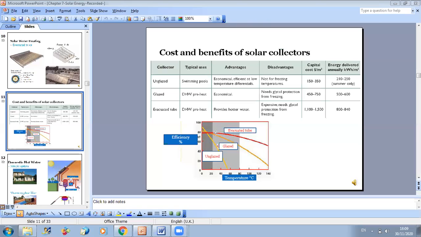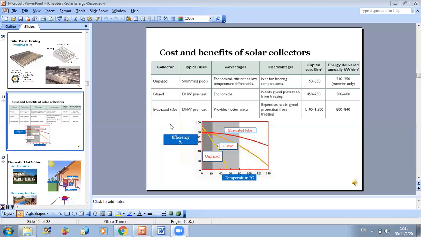But because the cost of this type is high, if the temperature needed is relatively intermediate, not very high, you can go for the glazed type, because as you can see, for the glazed type you have a good efficiency and at the same time an acceptable cost. Now, in the third region, where you have a very large temperature to reach, if we increase the temperature a lot, the glazed efficiency will also decrease in the third zone. So for the third zone, the best option is the evacuated tube.